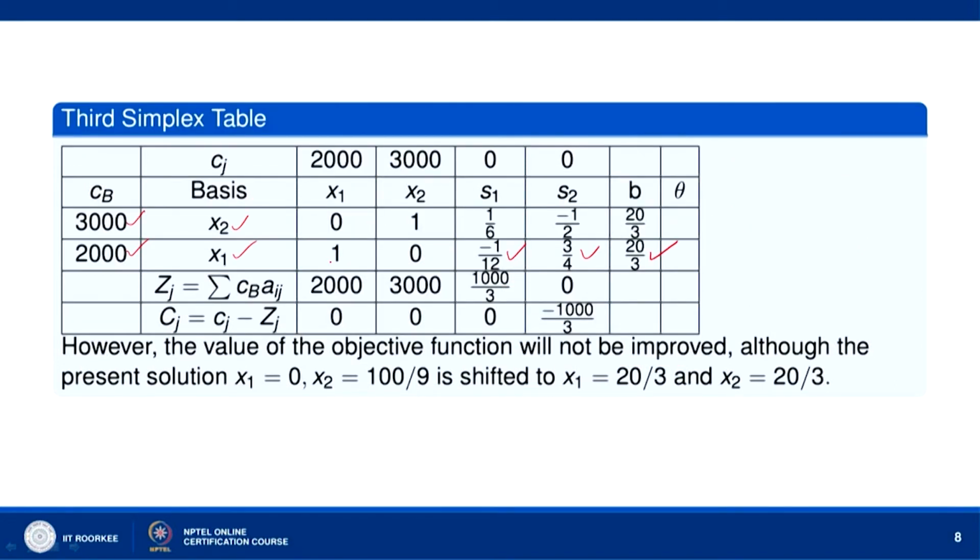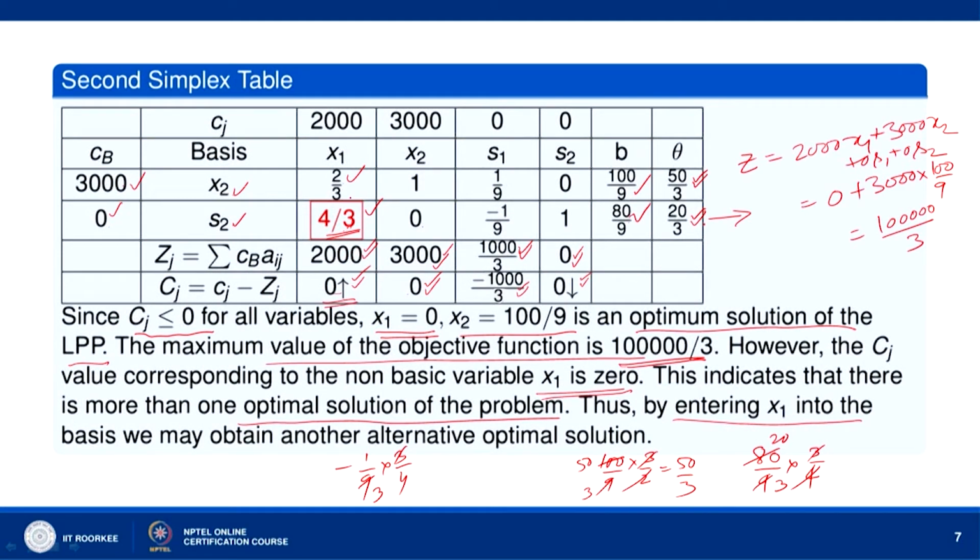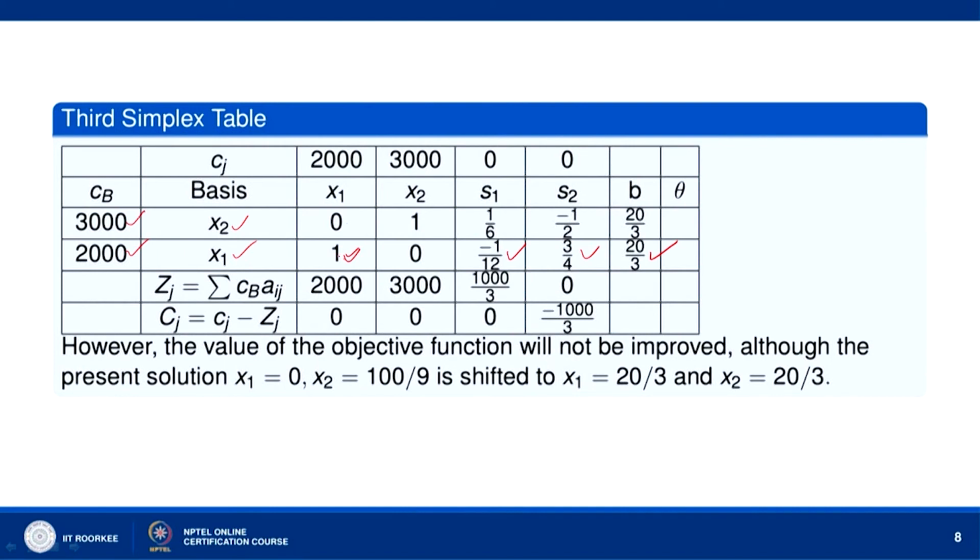Okay. Now, this element which has become 1, with the help of this we make the other entry in the x1 column 0. So, this has become 1, this we have to make 0. So, we multiply by 2 by 3 and subtract from this row. So, this will become 0. We are multiplying the new key row by 2 by 3 and subtracting from this row. So, this becomes 0. This is already 0.